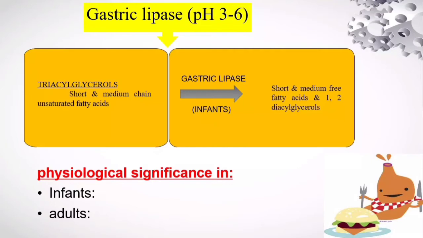Gastric lipase is an acidic lipase secreted by the gastric chief cells in the fundic mucosa in the stomach. It has a pH optimum of 3 to 6. Gastric lipase together with lingual lipase comprise the two acidic lipases.